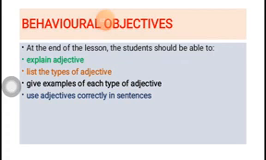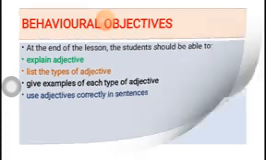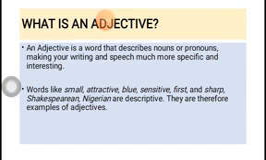So, now let's delve into the nitty-gritty of today's lesson, and let's start with what an adjective is. What is an adjective? An adjective is a word that describes nouns or pronouns. We use them most often to qualify or describe nouns and pronouns in phrases and in our sentences.